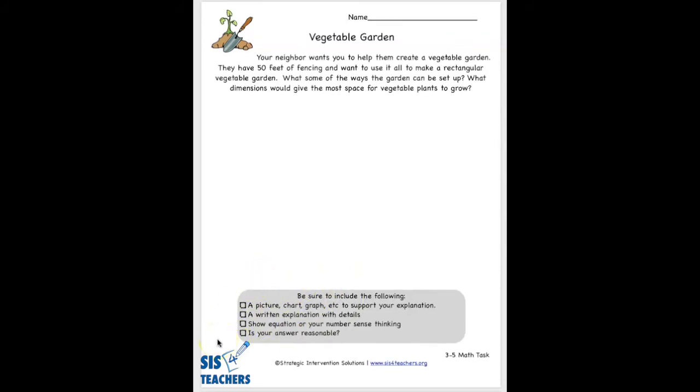At the bottom here, we give a checklist to make sure kids are really drawing a picture and showing examples to support their explanation. They do need to give a written explanation to talk about why this way of building the garden might be the best way, show an equation and their number sense thinking, and really ask themselves, is their answer reasonable? And getting that multiple ways of solving it.